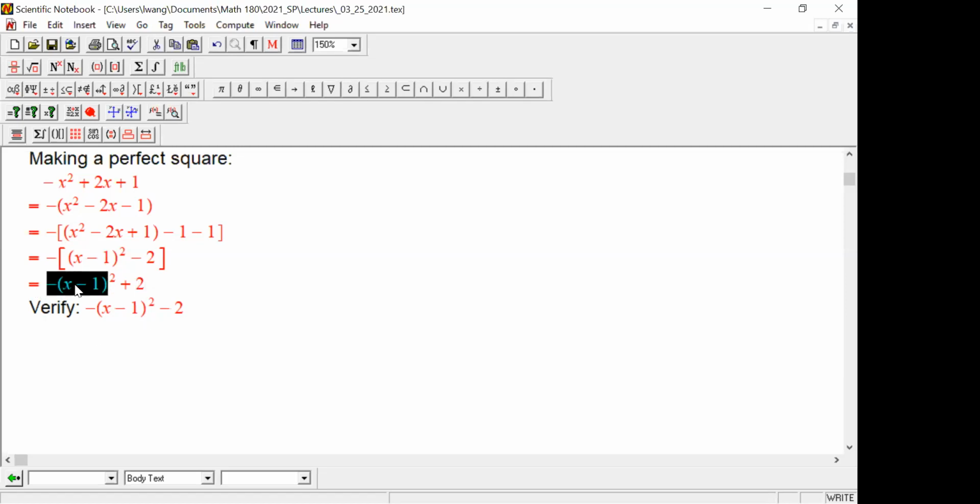So final step, you distribute the negative. That's all we were missing. So the final step is just to distribute the negative. That's right. You distribute this negative to the parentheses, and you distribute the negative to the -2. That's how we get a +2. So this -2, that's where the problem is.